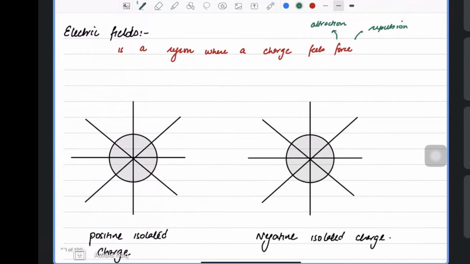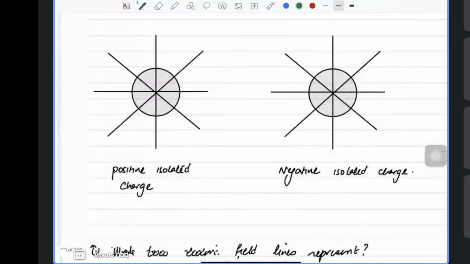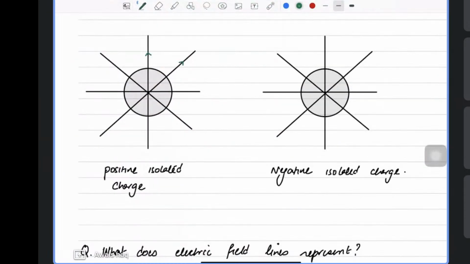So when it is a positive isolated charge, I just want to tell you that the field lines will go out from a point, and that is why it is called a point charge, because it seems like the fields have originated from a center, like that. And then if it's a negative charge, then obviously the field lines are going to go towards a single point.